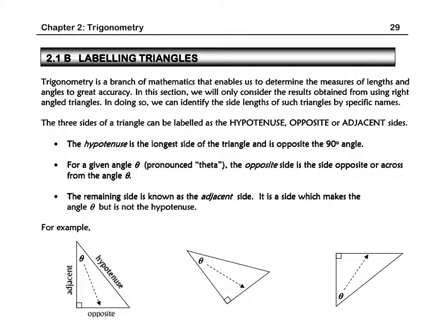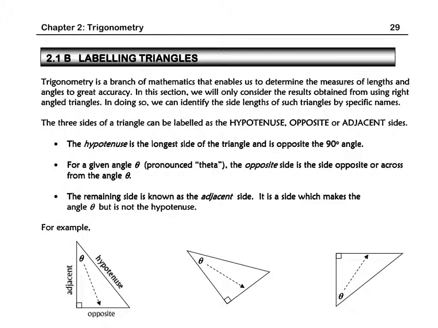Alright, so the next practice we're going to try is labeling triangles, because in order to do right triangle trigonometry, we need to be able to figure out which side is the hypotenuse, which side is what we call the opposite, and which side is what we call the adjacent. So the hypotenuse is always the longest side of the right triangle, it's always across from the 90-degree angle, but the opposite and the adjacent sides are going to depend on which angle of reference you're using.